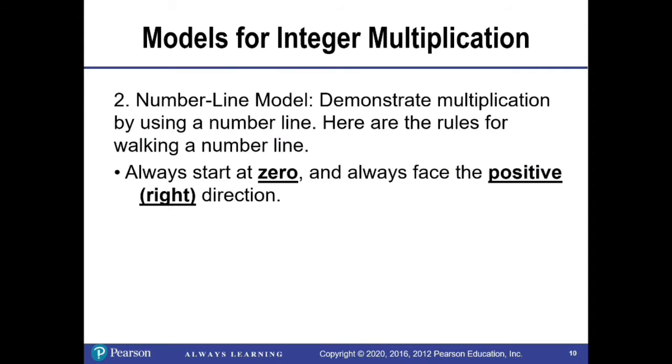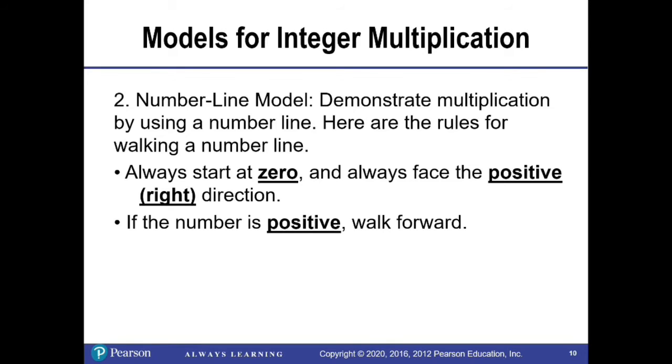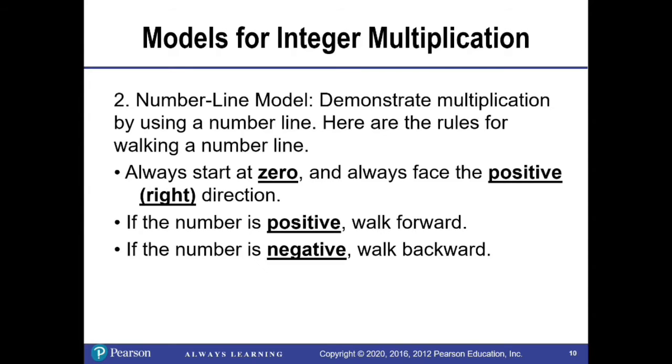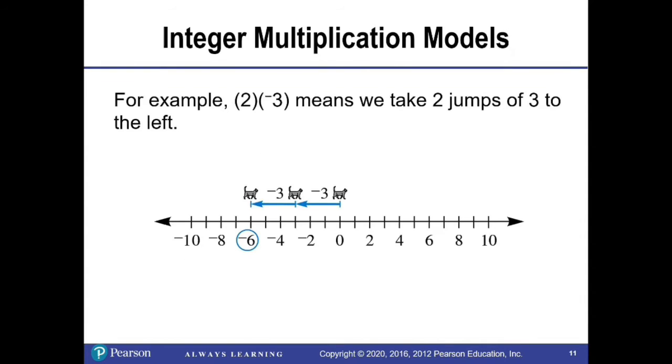Our next model for multiplication is our number line model. Our same rules from addition apply for multiplication. So we always start at 0. If our number is positive, we're going to walk forward. That means our arrow is going to go to the right. And if our number is negative, we walk backwards, and so our arrow points to the left.